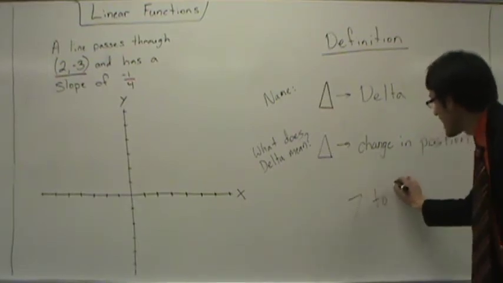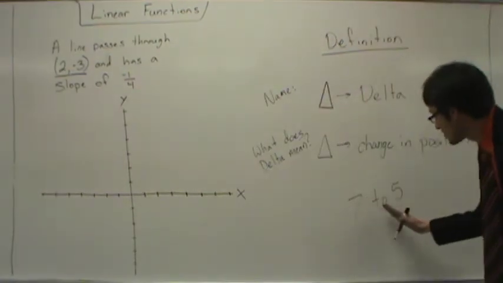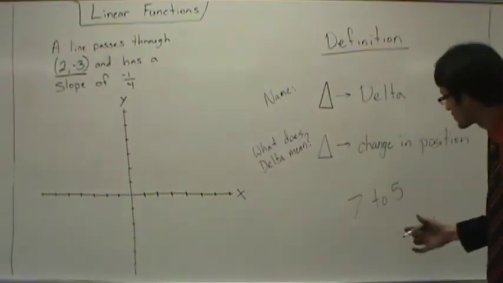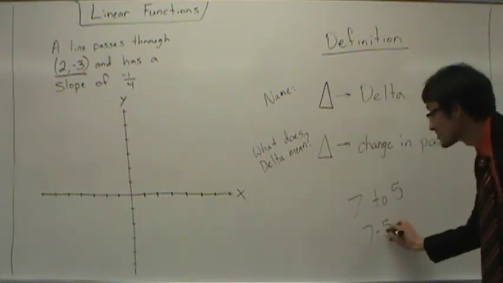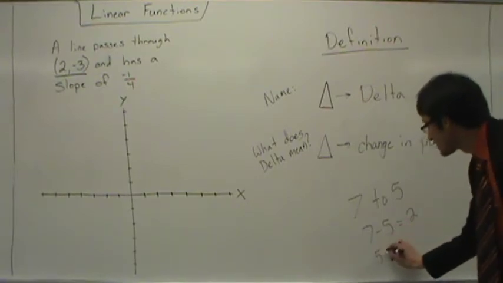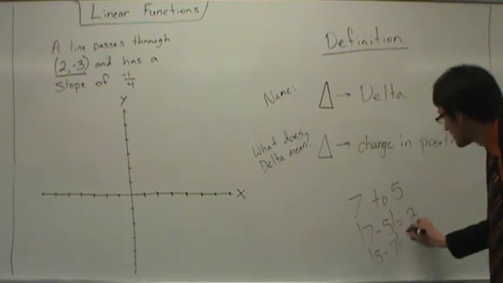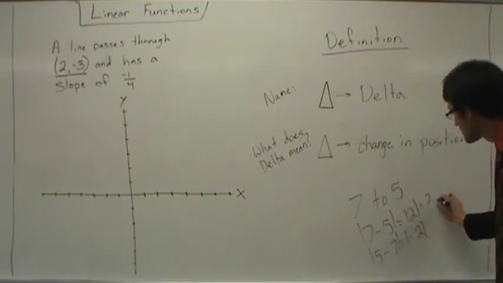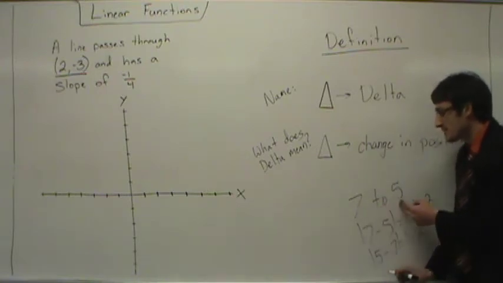7 to 5. What is the change in position from 7 to 5? Hopefully you say 2. Now, how did you figure that out? You did 7 minus 5. You subtracted. 7 minus 5 gives 2. You could have also flipped it around and done 5 minus 7, which gives negative 2. You could put absolute value here, and the absolute value of 2 is 2, and the absolute value of negative 2 is 2. So to find change in position from 7 to 5, what do you do?